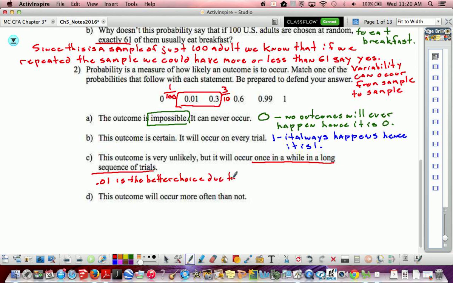So 0.01 is the better choice due to the long sequence of trials.